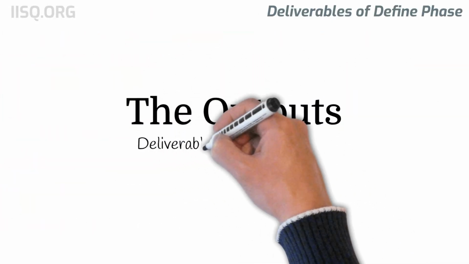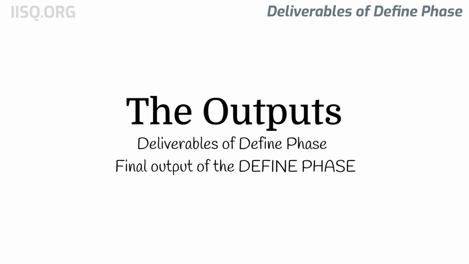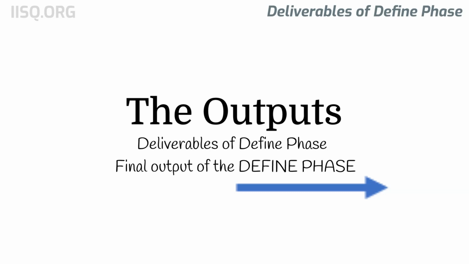The outputs. Till now, we have learned in brief the various deliverables of the Six Sigma project, and in detail, the deliverables of the define phase. Now, we shall look into the final output of the define phase.